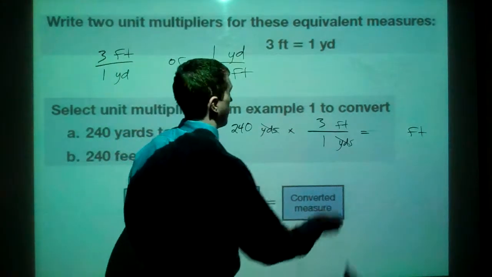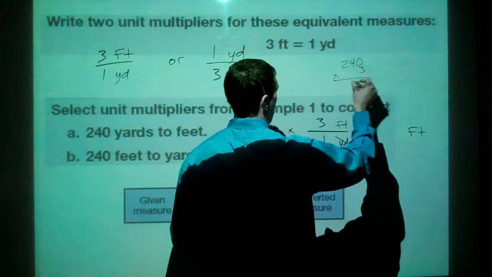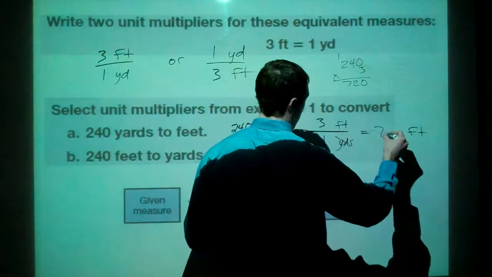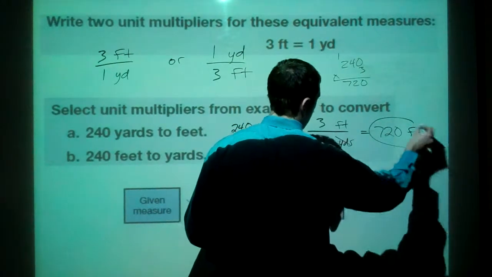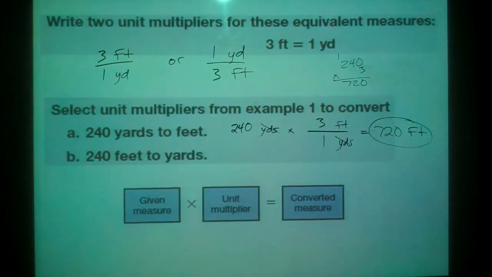Let's do that quick. 720 feet. So that would be your answer for A. Get my red marker, I'm going to check my time quick. We're doing okay. Speed it up a little bit here.